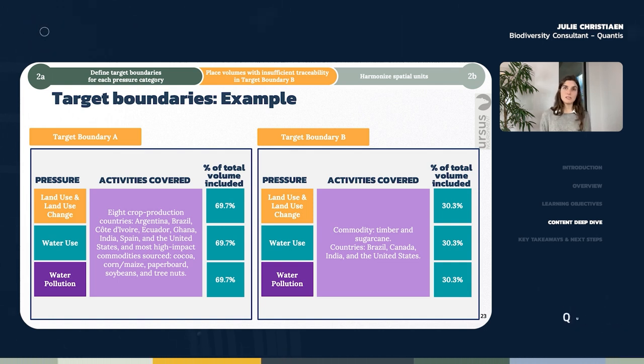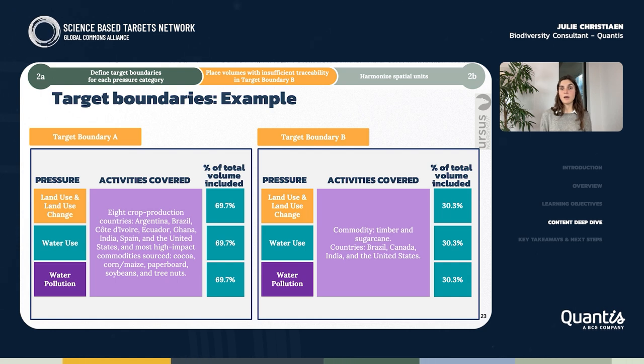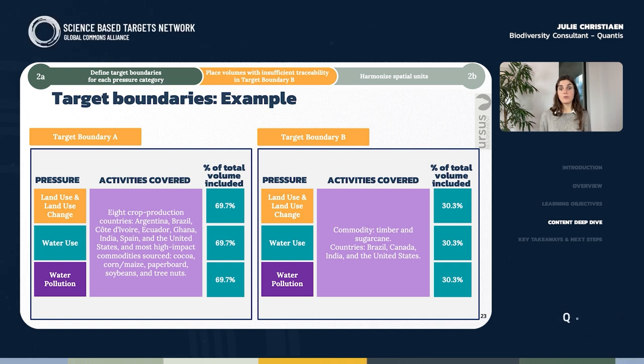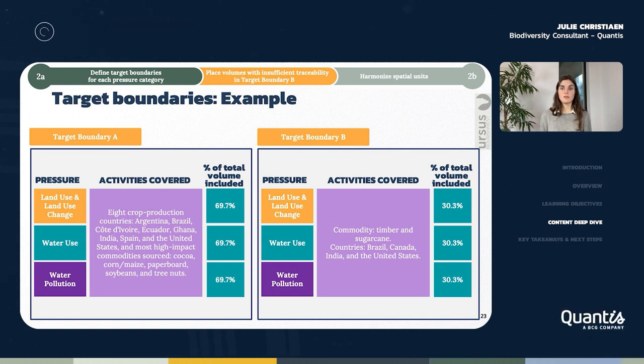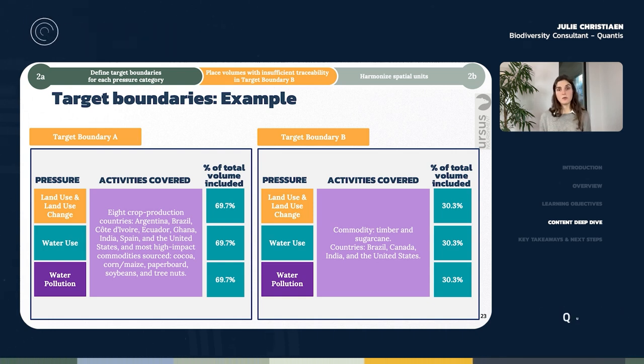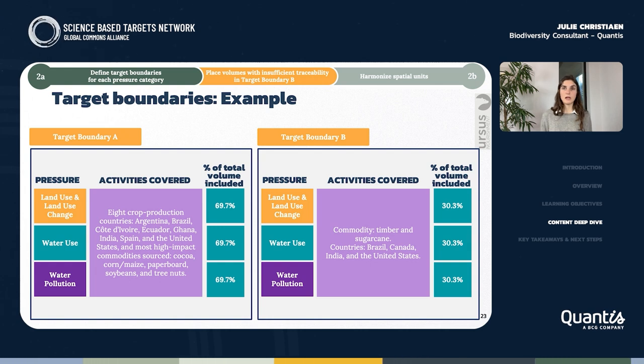This meant that commodities in target boundary B comprised about 30% of URSUS total purchase volumes. Therefore, the company was able to meet SBTN's requirements for purchases of raw commodities that make up above 0% of all upstream activity that will be captured in target boundary A before proceeding to target setting in Step 3. And it also meets the SBTN recommendation that at least 50% of all upstream activity be captured in target boundary A.